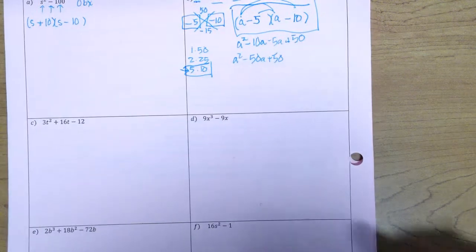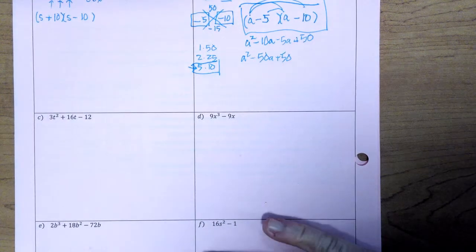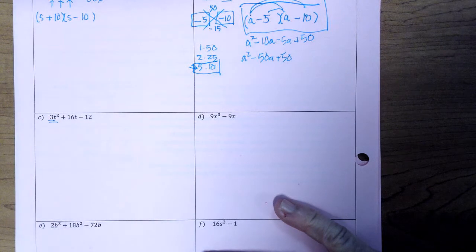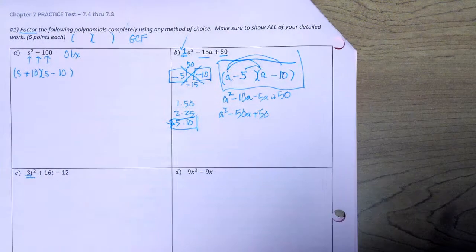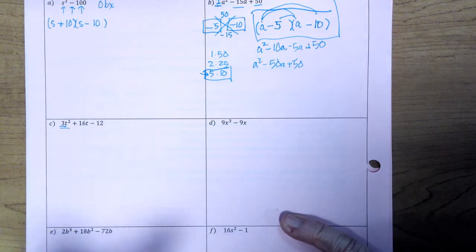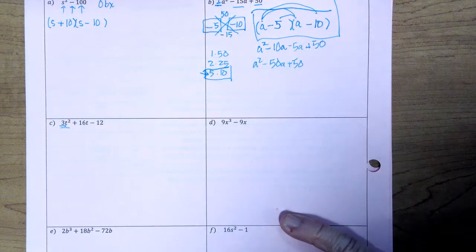Moving on to C, one of the things I noticed is that I've got a coefficient of 3, which means I can't use this simplistic methodology to factor. I can grunt it out and do a guess and check, but in class we also learned that we could do a box diamond. We've also learned how to factor by grouping.